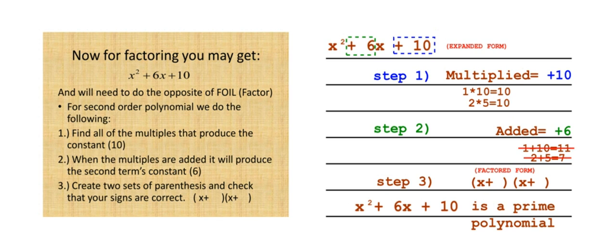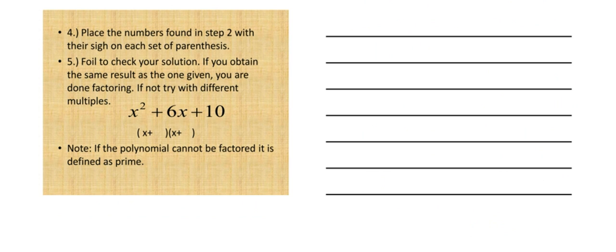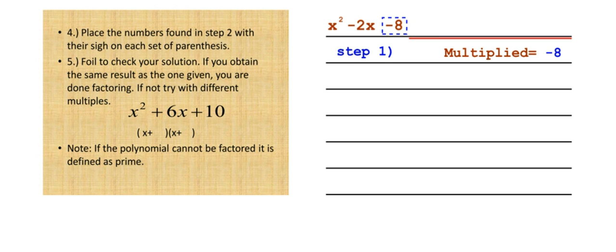This is a good thing for you, since we're done. We can't do it for this particular case. How about if we try another case where we can actually do it? Let's find out. So let's try x squared minus 2x minus 8. Notice that in this case, the multiples that we're looking for should give us negative 8.